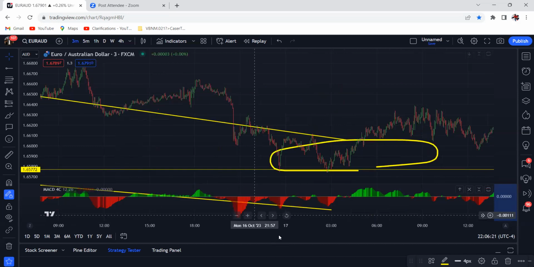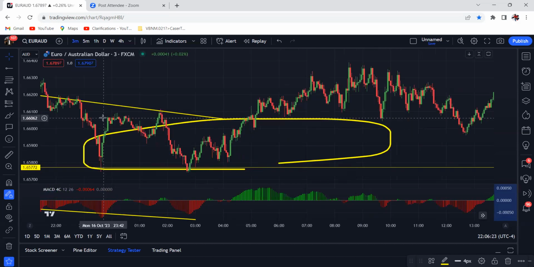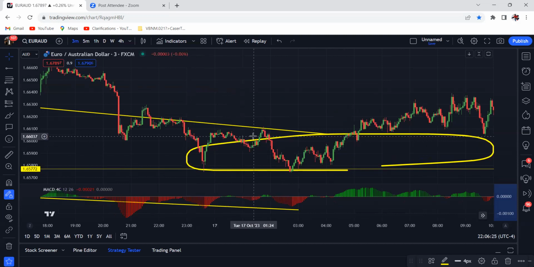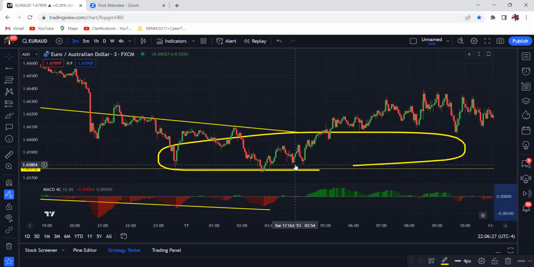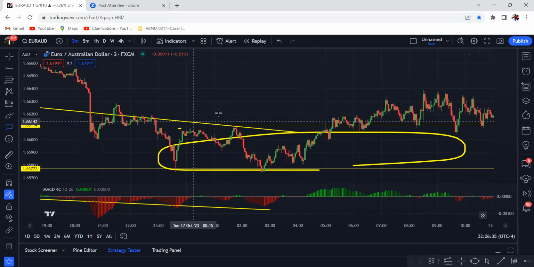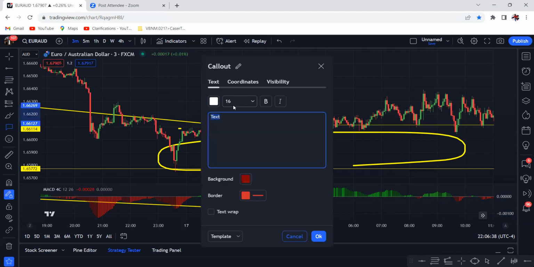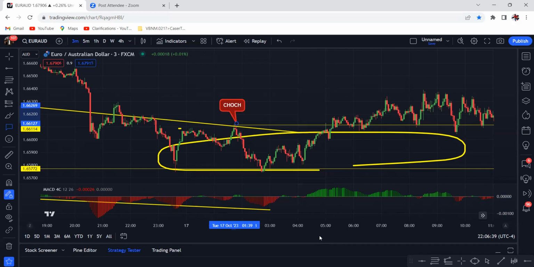So boom, price comes down. This is the area. First things first, I'm looking for that change of character. And that was right around here. Perfect, there's my change of character. Because that was technically my last previous high before this lower low. I should say lower high before this lower low.